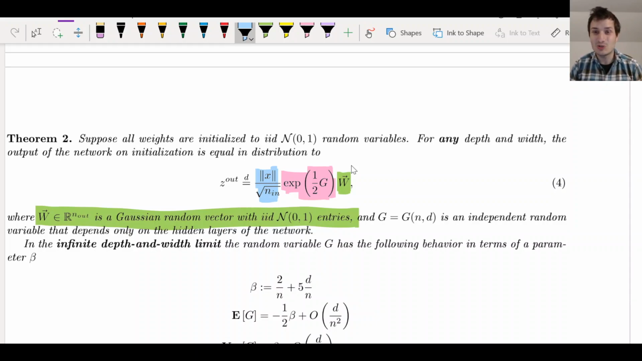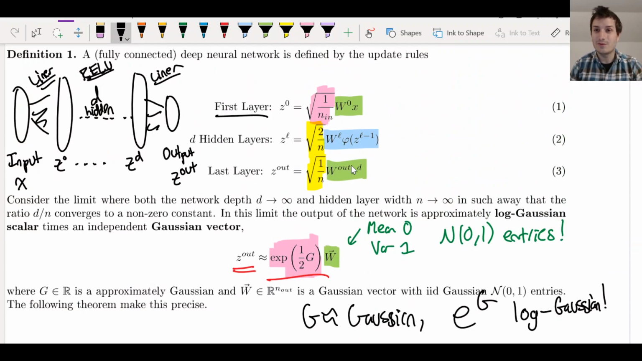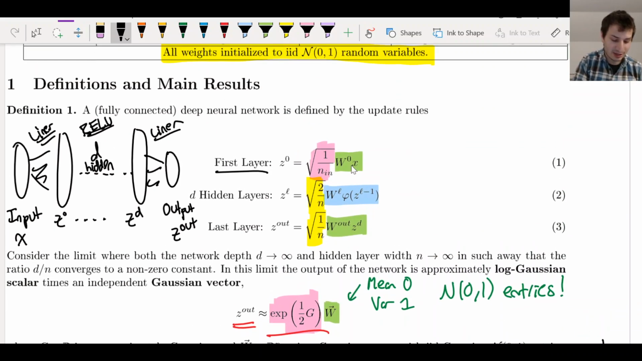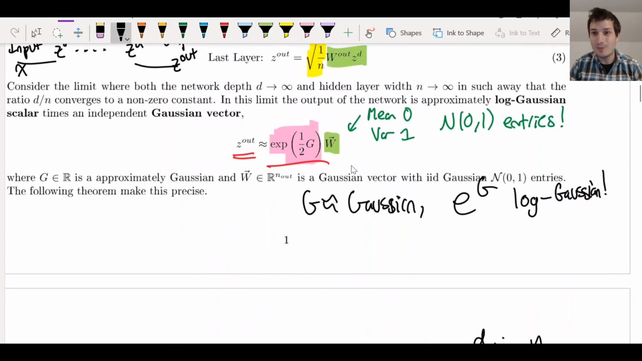Okay, so this is true for any depth and width, any depth d and any width n of the hidden layers. And the point is that the random variable g equals g of n, d only depends on the hidden layers. So all we've done so far is unpackage what's going on in the first and last layer. The first and last layers are these linear layers, and they basically don't matter much.